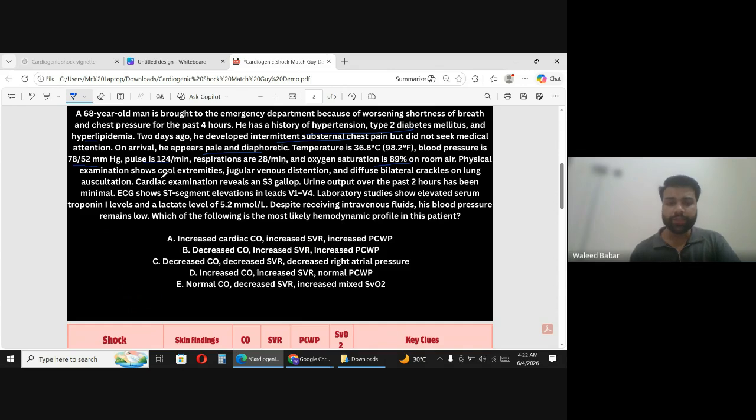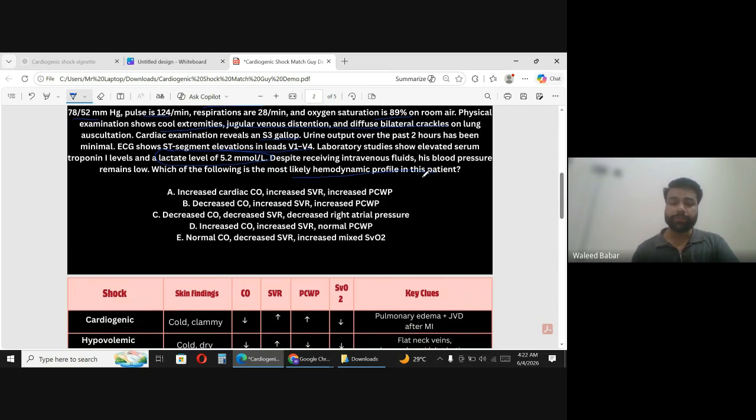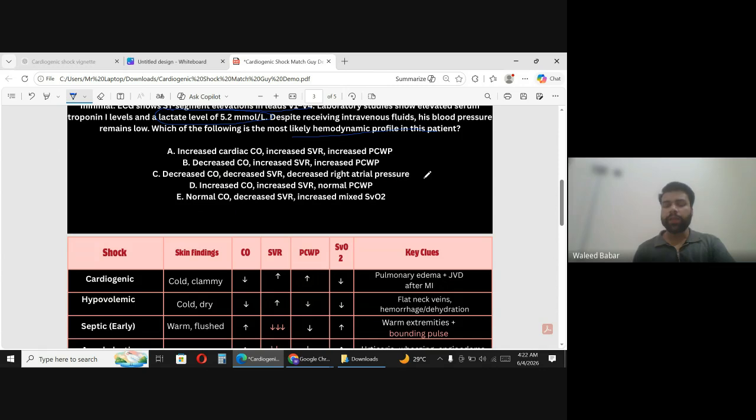On examination, the extremities are cold, jugular venous distension is there, and bilateral lung crackles are there. On auscultation, S3 gallop is there, and ECG shows ST segment elevation. The shock state shows that lactate levels are increased. And the question is, what is the most likely hemodynamic profile in this patient? So if you are thinking that B is the right option, you are correct, because this is a very classic case of acute myocardial infarction complicated with cardiogenic shock.